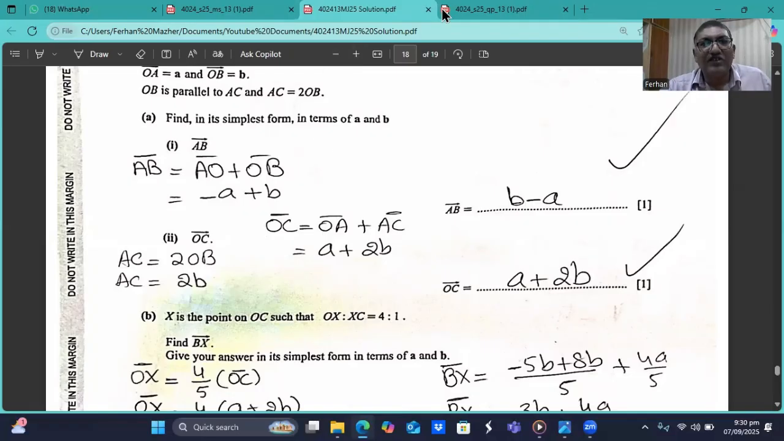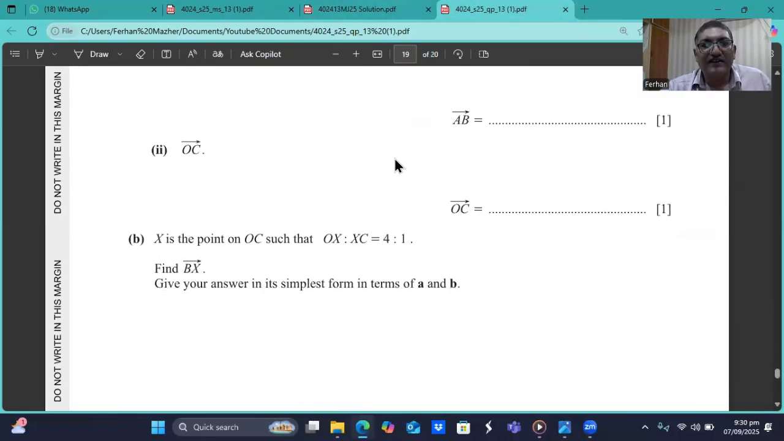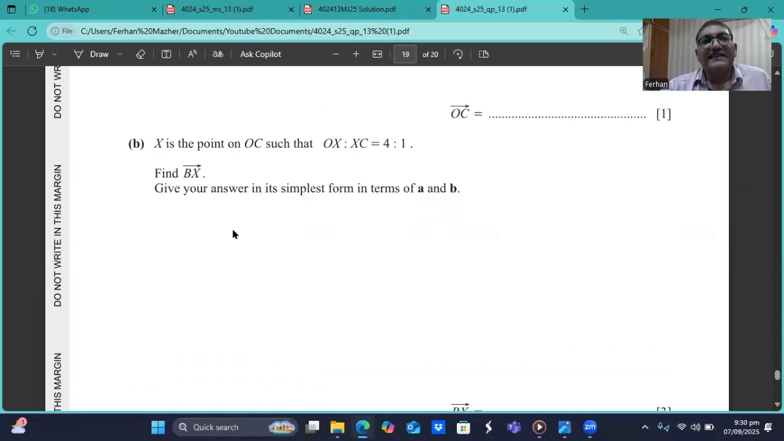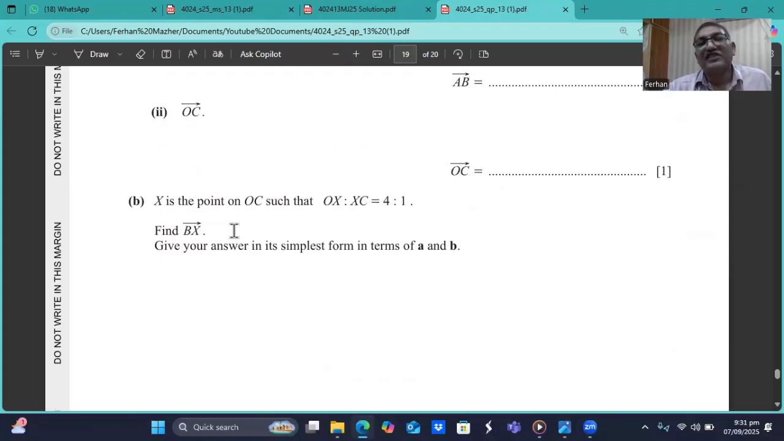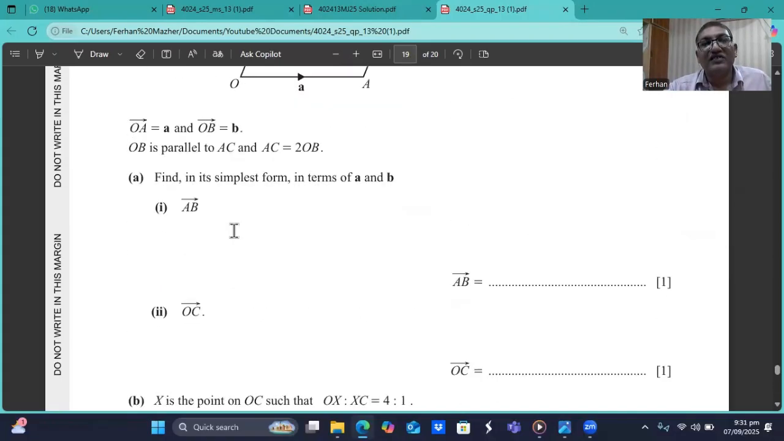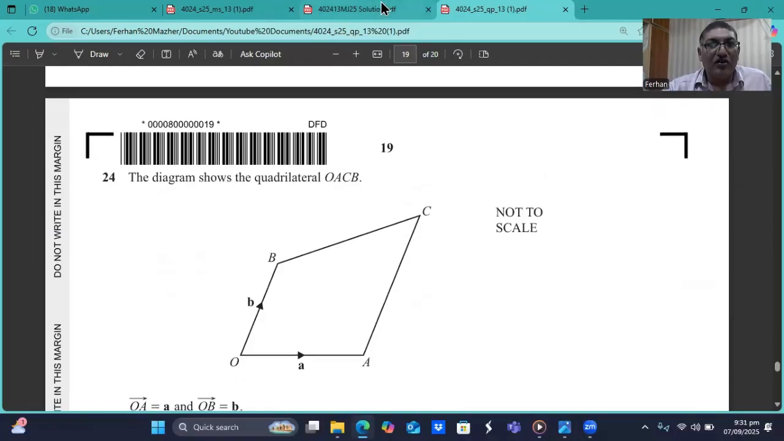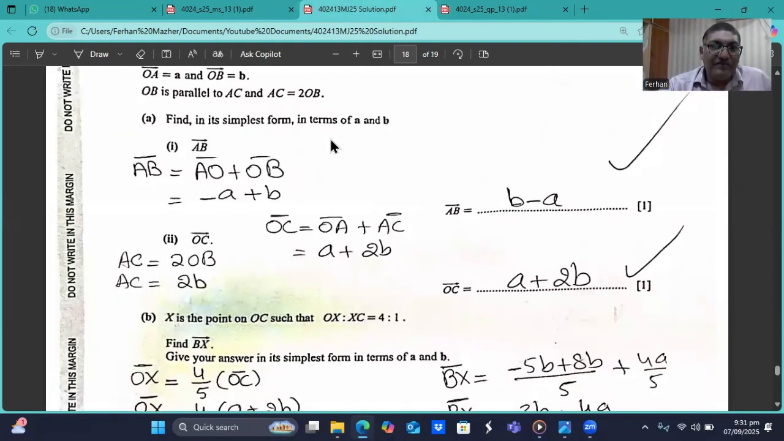Then the question they are putting to us is, X is a point on OC such that OX ratio XC is equal to 4 ratio 1. Find BX. Give your answer in the simplest form. It's a 3-mark question. X is on OC. They have made 5 parts of OC. 4 parts are OX and one part is XC. Let me show you.